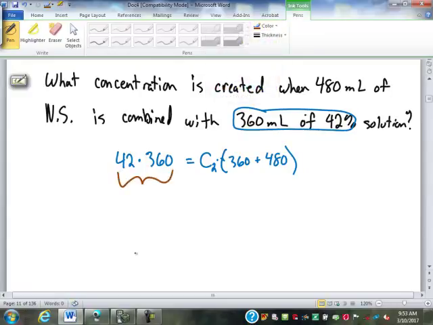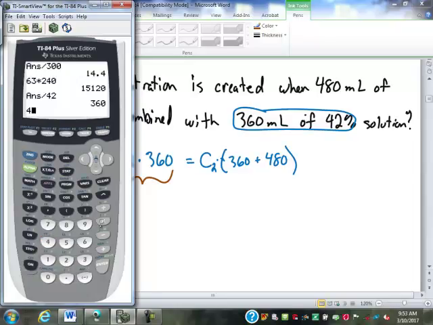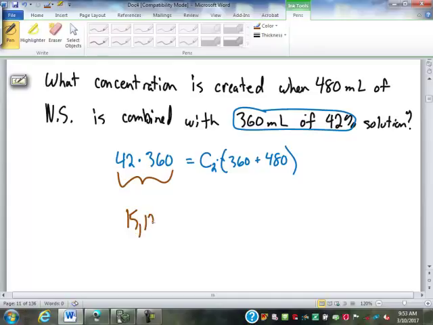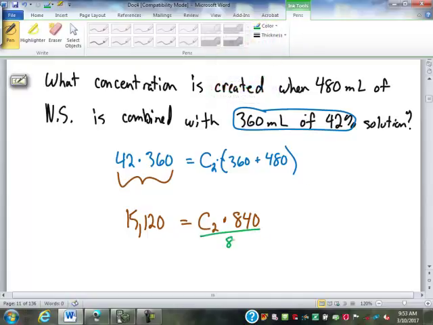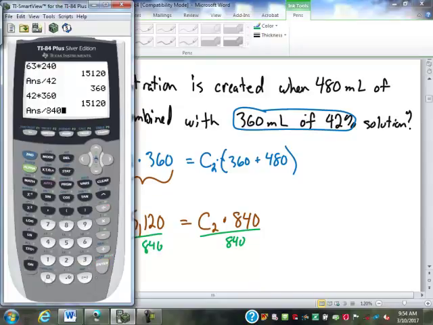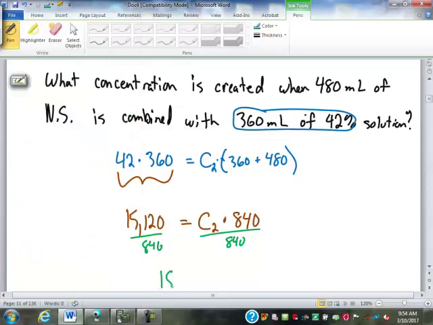So over here, I just will go ahead and multiply the 42 times 360. It's 15,120. On this side, 360 plus 480 is 840. So now we solve by dividing by the 840. You get 18% solution is our new concentration. How many of you got that? Sort of?